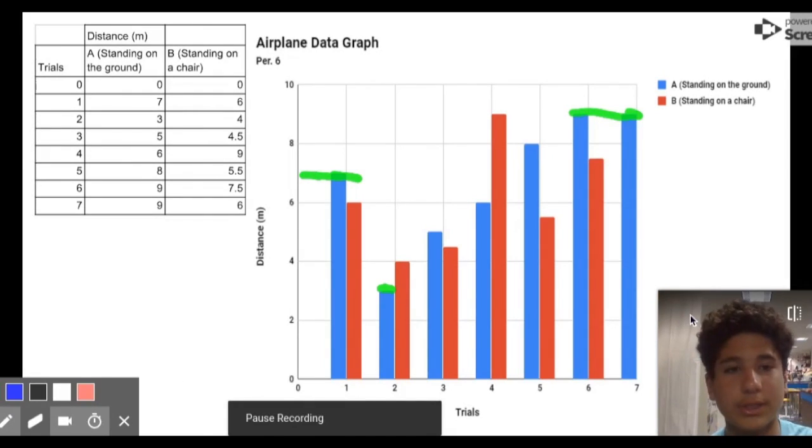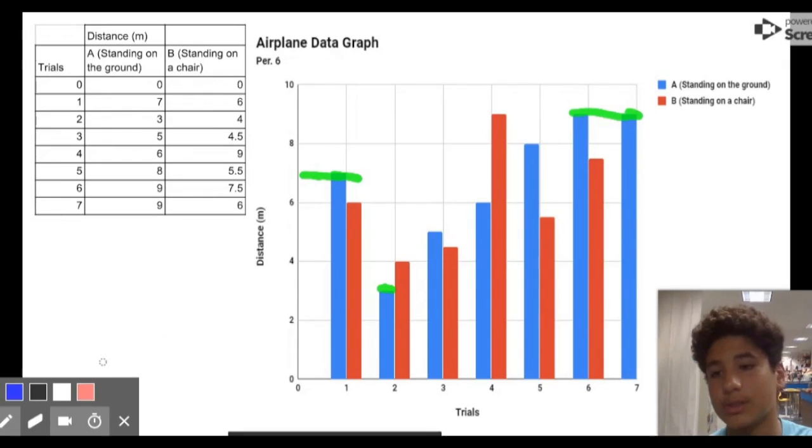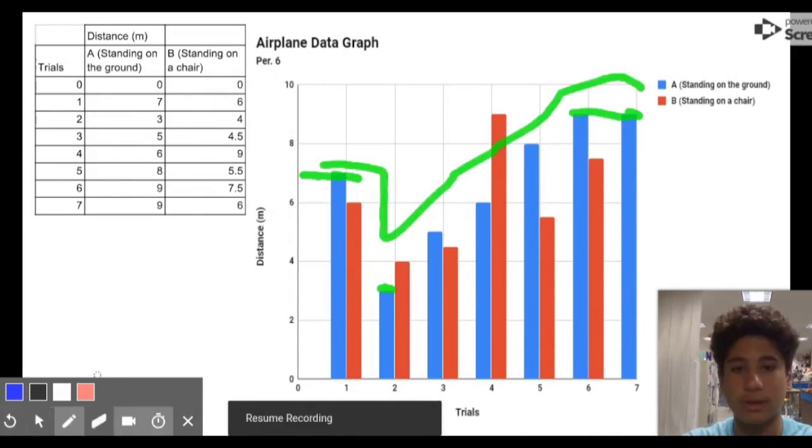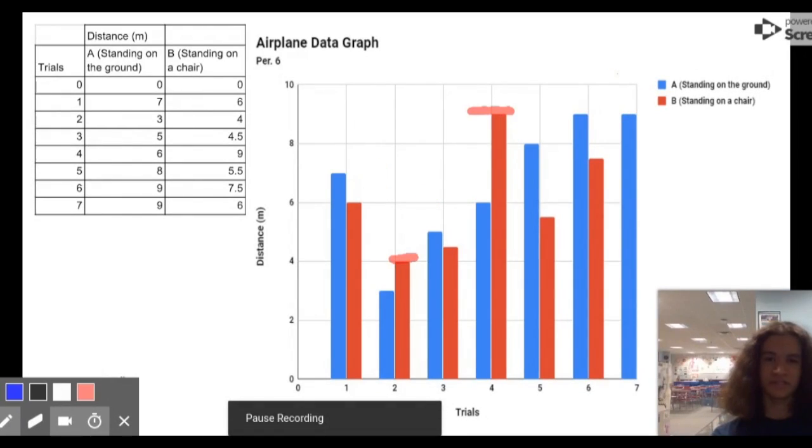The farthest the standing on the ground variable went was 9 meters, and the smallest was 3 meters. As you can see, there is an increase in the meters. Trials 3 through 7 were really consistent. The shortest distance was 4 meters, and the longest distance was 9 meters.